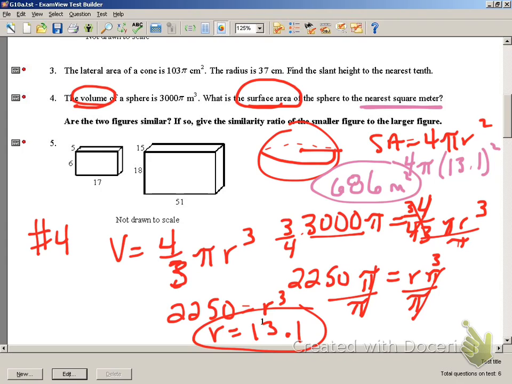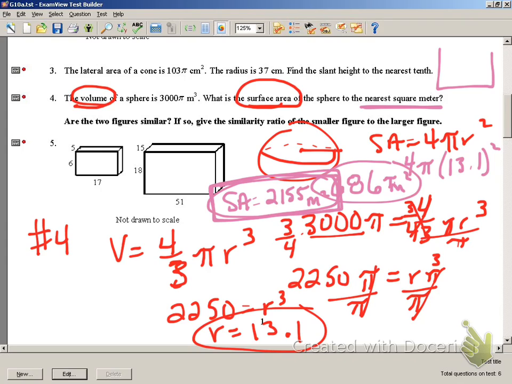And that's, oh wait, that was just pi, but they said square meter. So I have to now multiply that times 3.14. So I apologize for that. So surface area equals, to the nearest meter, 2155 square meters. Remember, on your calculator, you're looking for a button that looks like x square root or cube root of y. That's what you're looking for on your calculator.